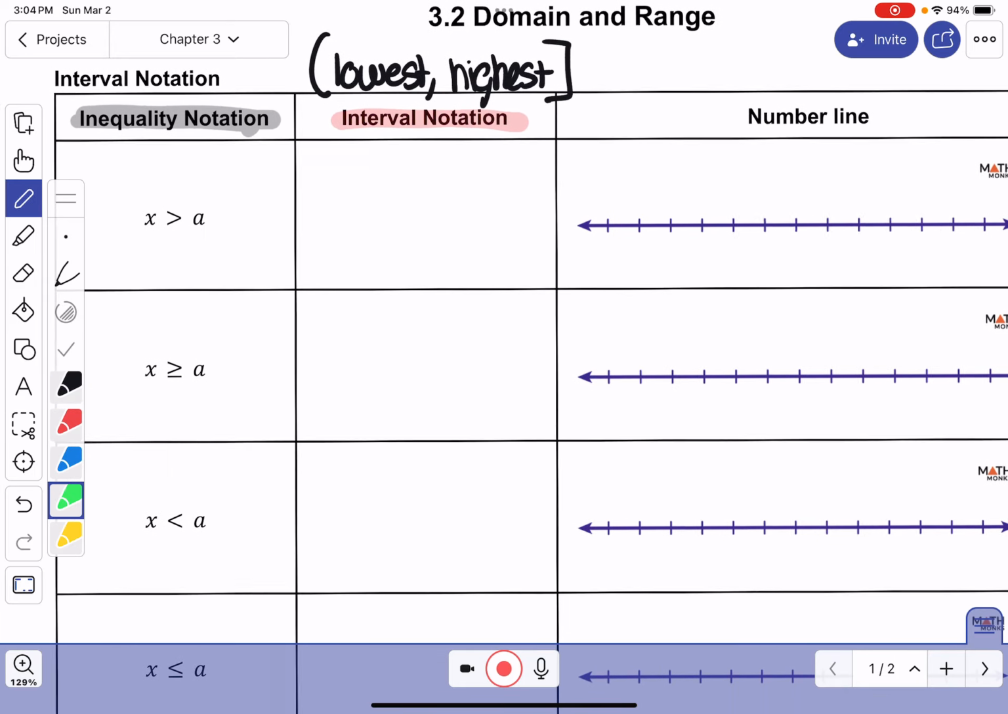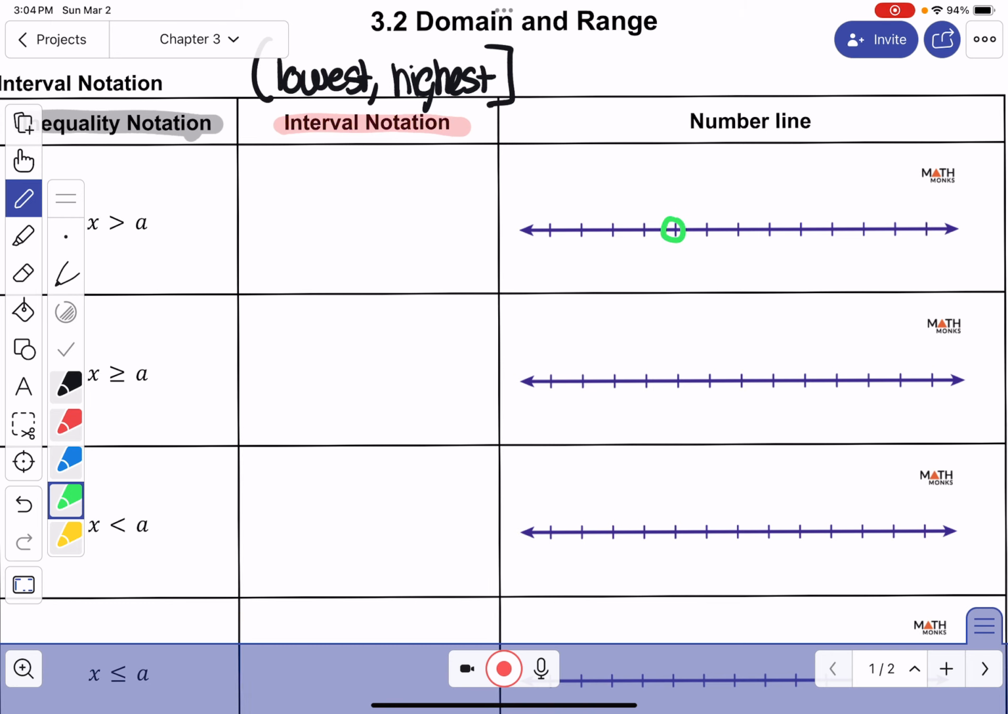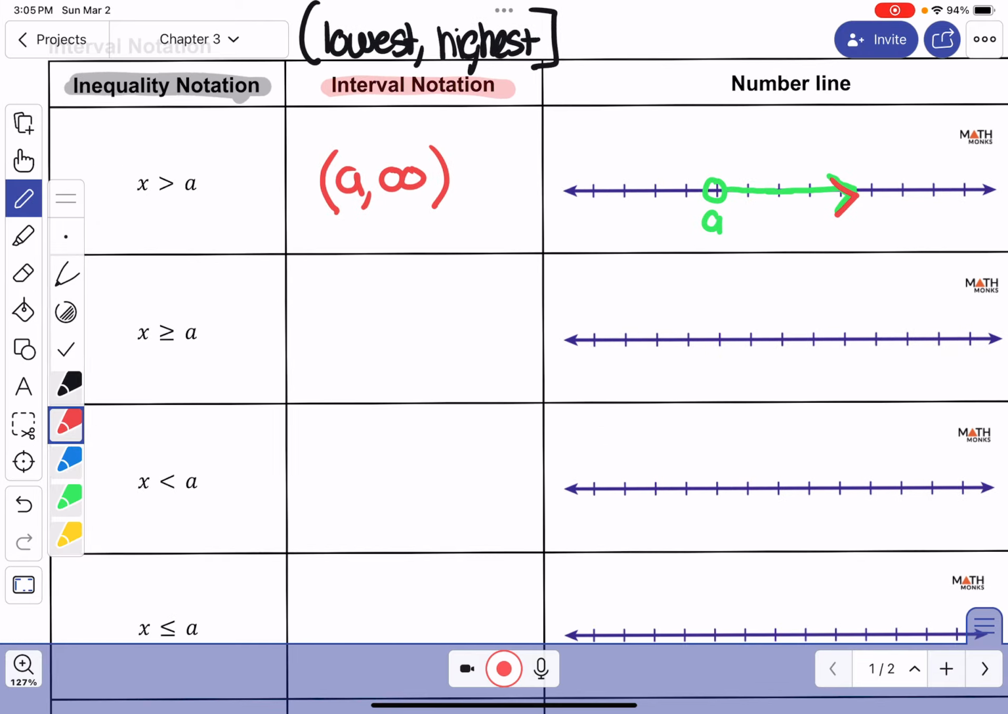So inequality notation, if x was greater than a, let's say a was here on our graph. Greater than means it can't actually equal a, so we'd have an open circle, and then we'd have an arrow that pointed this way. If I were to write that in interval notation, the lowest value is a, and then it goes up forever, so that means it goes to infinity. Now the parentheses means it can't actually equal that number, so we would put that whole thing in parentheses.